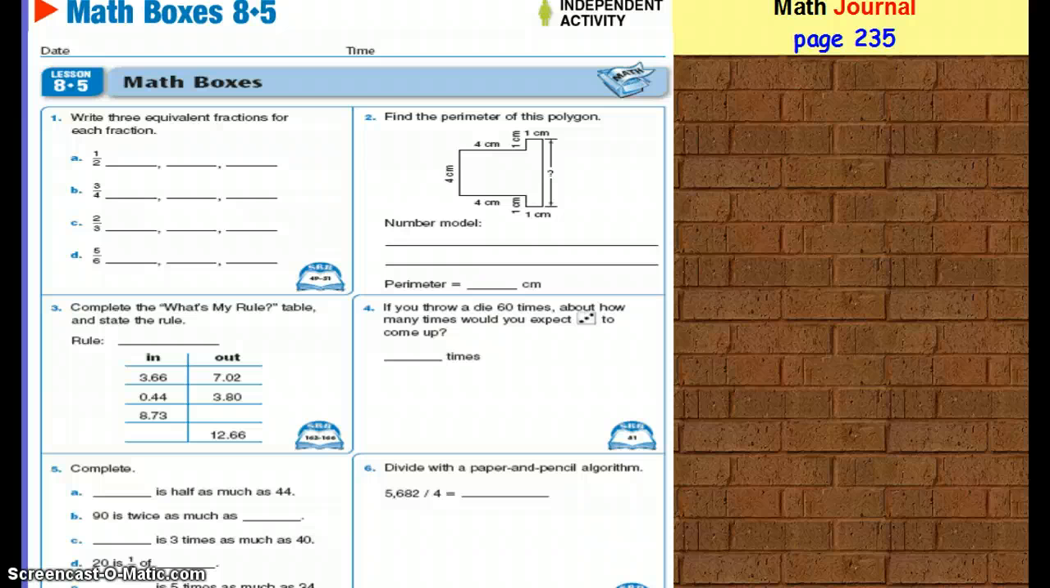Math boxes for this are also in it. You can do them. Don't forget you're writing 3 equivalent fractions, and for each fraction you need to fill in one that is equivalent or equal to it. You will find that on page 235.